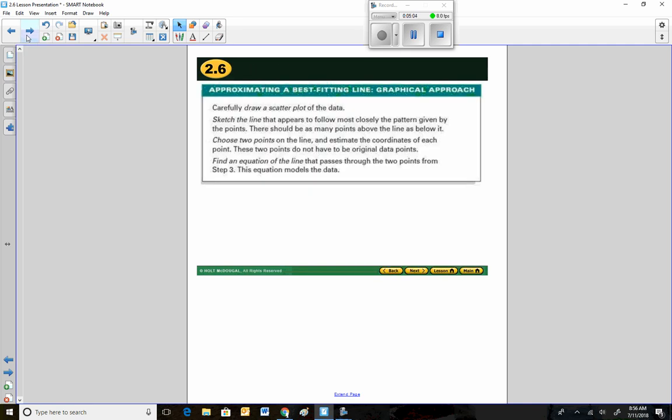All right. You know how I've been trying to draw a line in between, having the same number of points above and the same number of points below? What you call that is a best fitting line. Now, to do this, you have to draw your scatter plot. You have to sketch the line that appears to follow most closely the pattern given by the points. There should be as many points above the line as below it. Choose 2 points on the line and estimate the coordinates of each point. These 2 points do not have to be original data points. Find an equation of the line that passes through the 2 points.